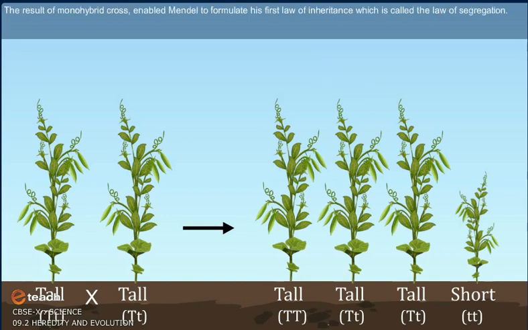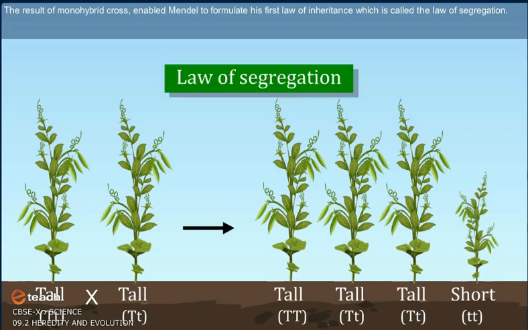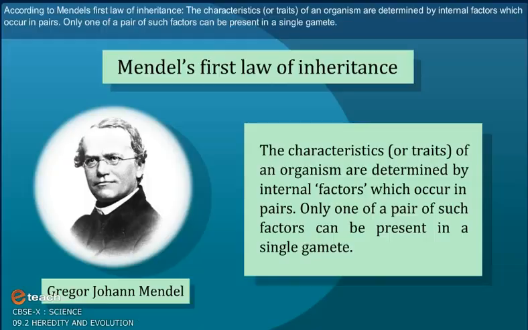The result of monohybrid cross enabled Mendel to formulate his first law of inheritance, which is called the law of segregation. According to Mendel's first law of inheritance, the characteristics or traits of an organism are determined by internal factors which occur in pairs. Only one of the pair of such factors can be present in a single gamete.